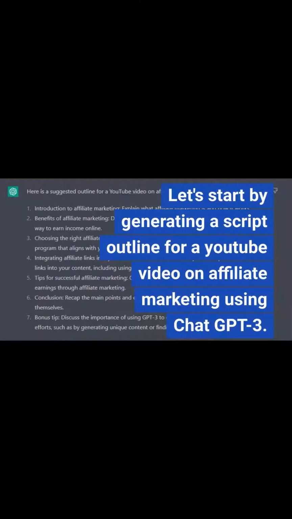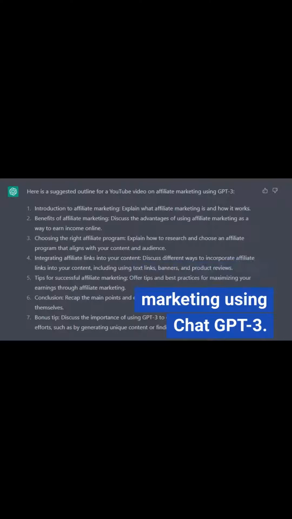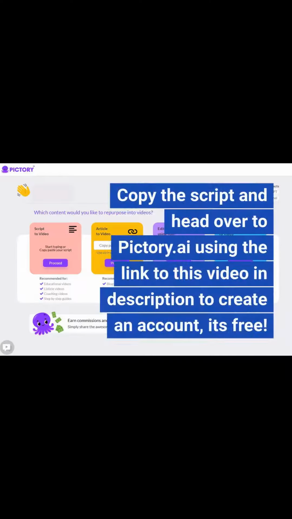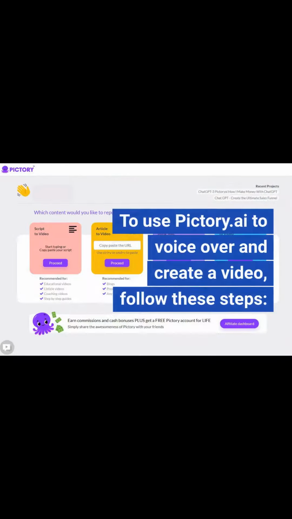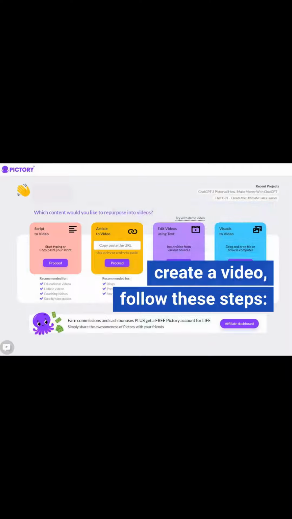Let's start by generating a script outline for a YouTube video on affiliate marketing using ChatGPT-3. Copy the script and head over to Pictory.ai using the link to this video in description to create an account. It's free. To use Pictory.ai to voice over and create a video, follow these steps.